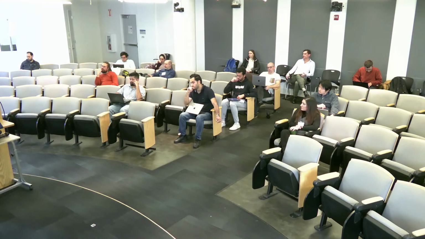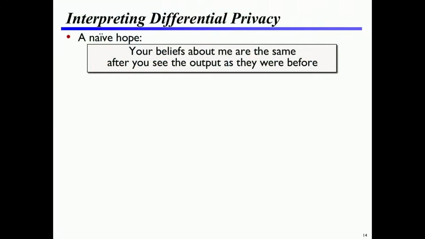Okay, so let me just talk a little bit about how we should think about what this definition is giving us in a real context. So a naive hope, especially if you ever took a crypto class, I don't see any crypto type people here, but if you ever took a crypto class, you would see a definition of encryption that looks something like this. After you see the ciphertext, your beliefs about the plaintext will not change. That's roughly speaking the definition of a strong encryption scheme.